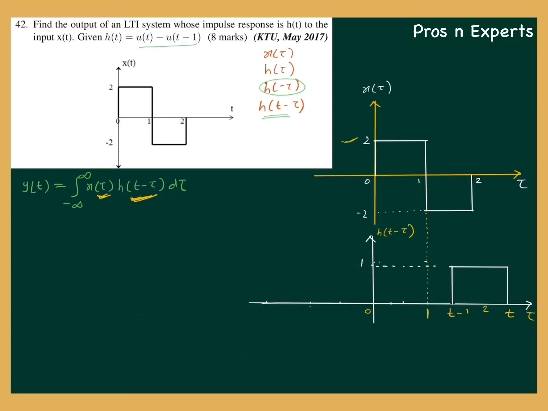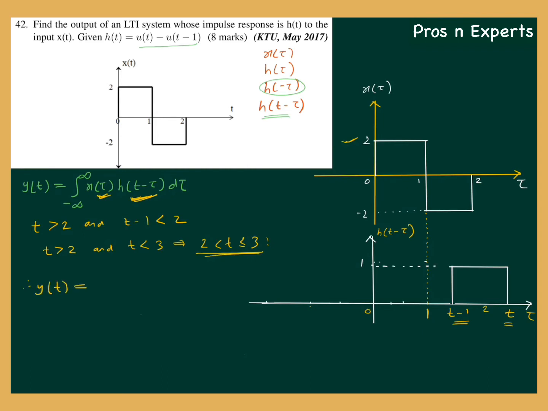Now how can you express this condition? It is very clear that t, the leading edge, is greater than 2 and the trailing edge, t minus 1, is less than 2. Which means t greater than 2 and t less than 3, or that means 2 less than t less than or equal to 3. Now we are going to derive the output in this interval.